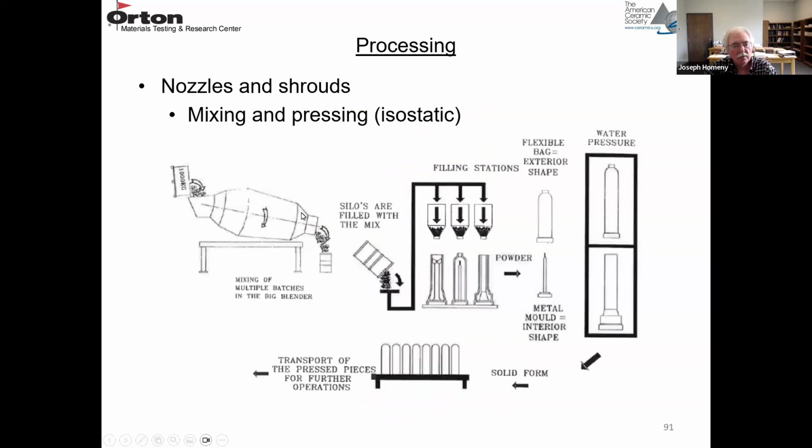So for the nozzles, this is just a little more detail on the processing. So you have your material that's mixed and granulated, and that material goes into these filling stations. And then the filling stations drop the material into these flexible bags that have this metal mandrel down the center. So there's a metal mandrel, and the flexible bag surrounds that.